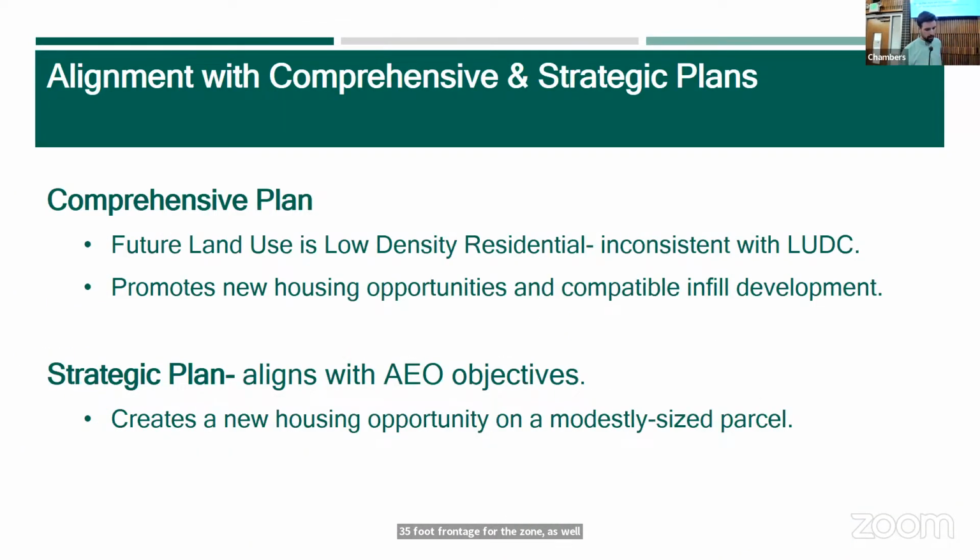Just briefly on the comp plan and strategic plan alignment. The comp plan has a future land use classification of low density residential, which is actually inconsistent with the LUDC and is something we may be addressing down the line. Beyond that, it does broadly promote new housing opportunities and compatible infill development. And then the strategic plan, this proposal broadly aligns with the AEO objectives in that it creates a new housing opportunity on a modestly sized parcel.